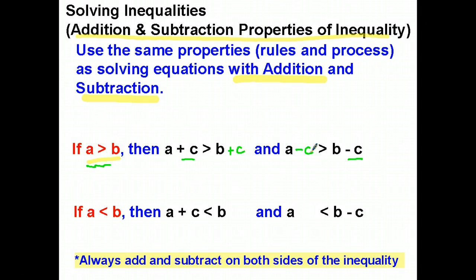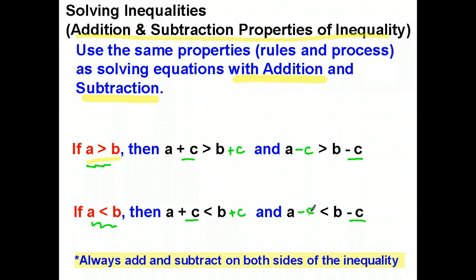In the same way, if I have the original inequality A is less than B, and I add C to one side, just like before, we add C to the other side. It's really important, just like with equations, that we keep things balanced on both sides. And if I take C away from B, I subtract C from both sides. On the bottom there's that reminder, and I can't stress it enough: always add and subtract the exact same thing on both sides.